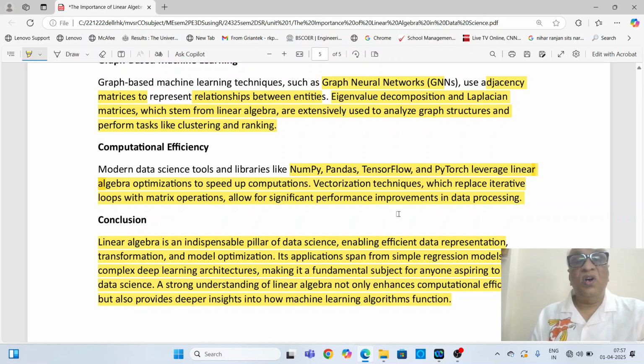Take Python: you have NumPy, Pandas, TensorFlow, PyTorch. They are also dependent on linear algebra operations. Even vectorization techniques are dependent on matrix operations. So in all, what we can say is data science is heavily dependent on linear algebra, and linear algebra is an indispensable pillar of data science. With linear algebra, efficient data representation, transformation, and model optimization are possible.